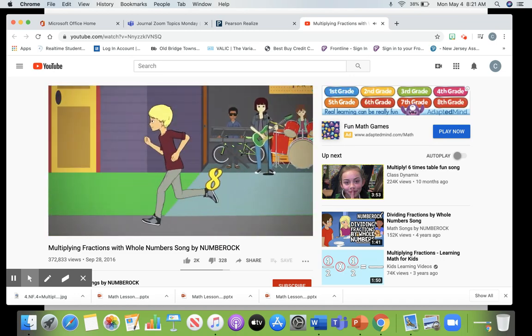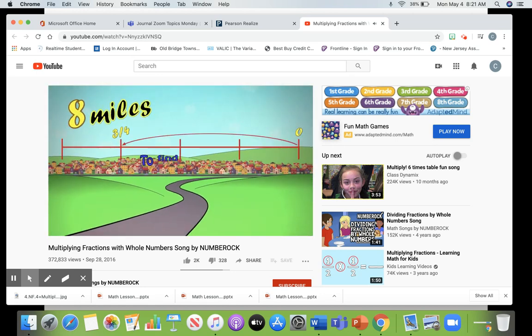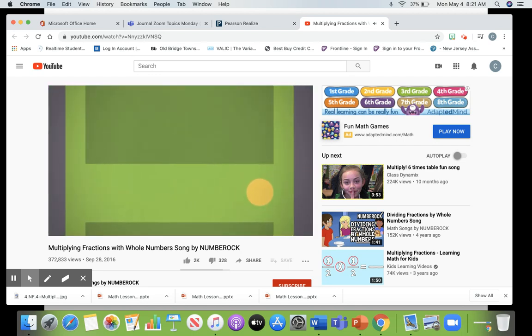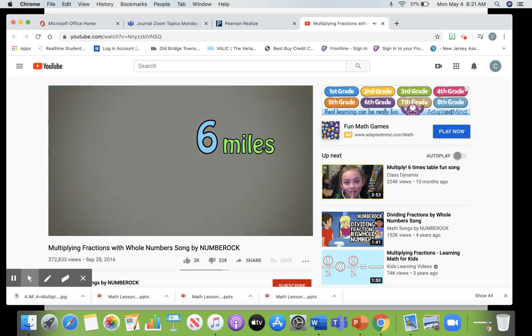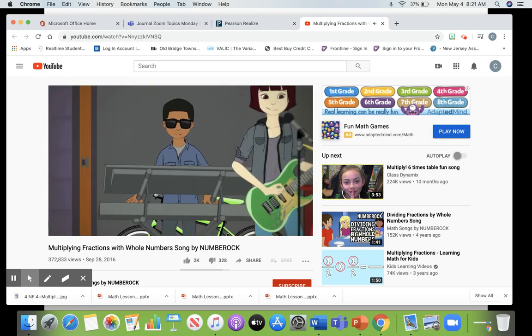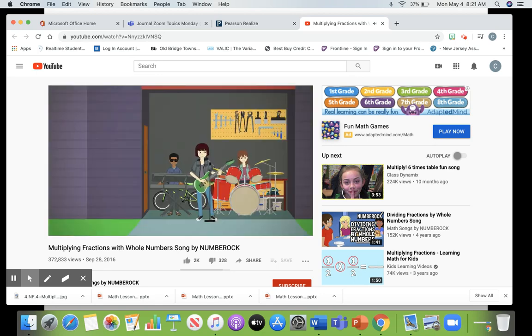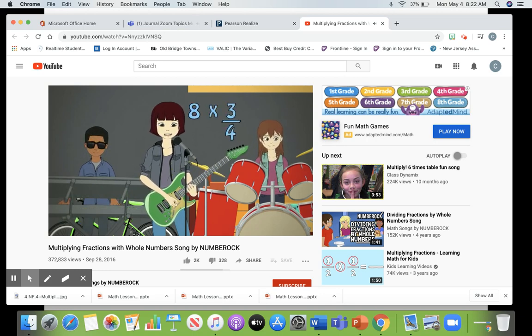I was running 8 miles away. I had already run 3/4 of the way. To find how far I'd traveled from my front door, I did 8 times 3 and got 24. Then I divided by 4 and I got 6. 6 miles I'd run in my brand new kicks. Multiplying whole numbers by fractions is awesome. When there's a similar problem, we'll not have forgotten. Multiply by the top, divide by the bottom.